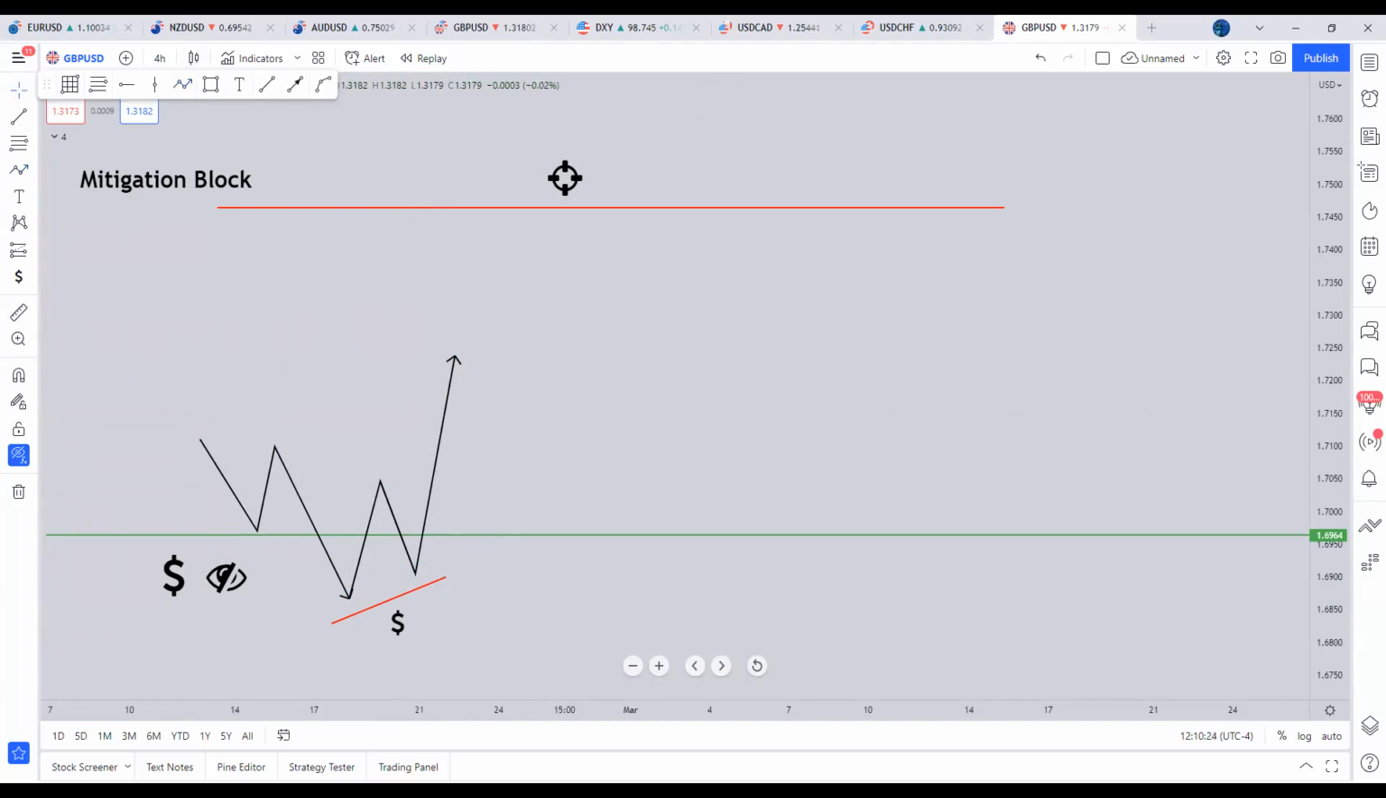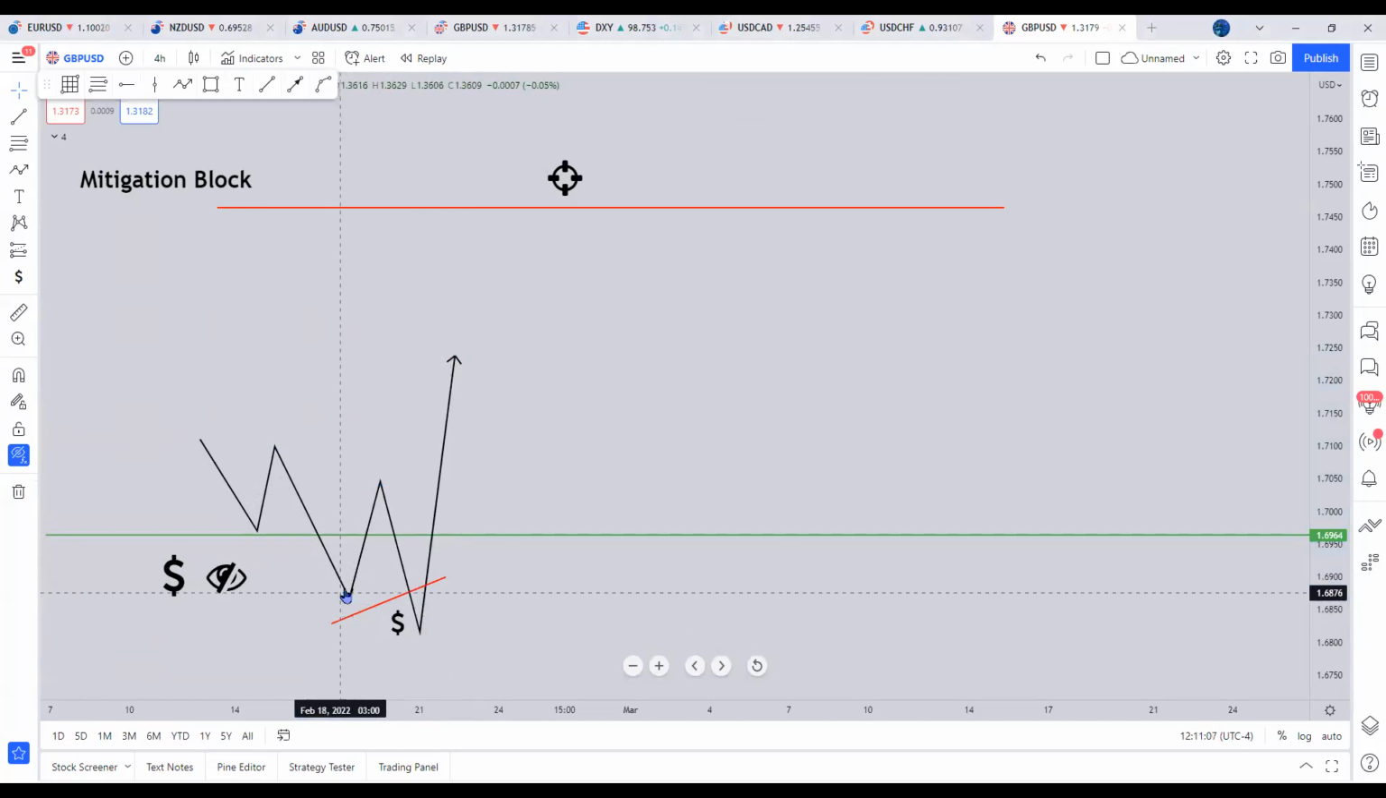Okay, so a mitigation block. If we remember the definition of mitigation, mitigation is simply when something retraces deeply into its previous structure. On higher time frames, mitigation closes out losing orders. That's a very simple explanation. So a mitigation block goes up, comes back down, and mitigates this order. Basically, it retraces deeply into this order, but it does not do this.